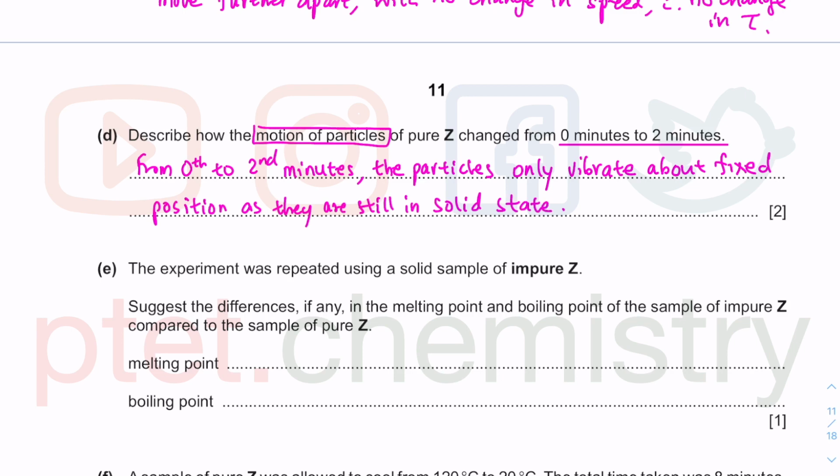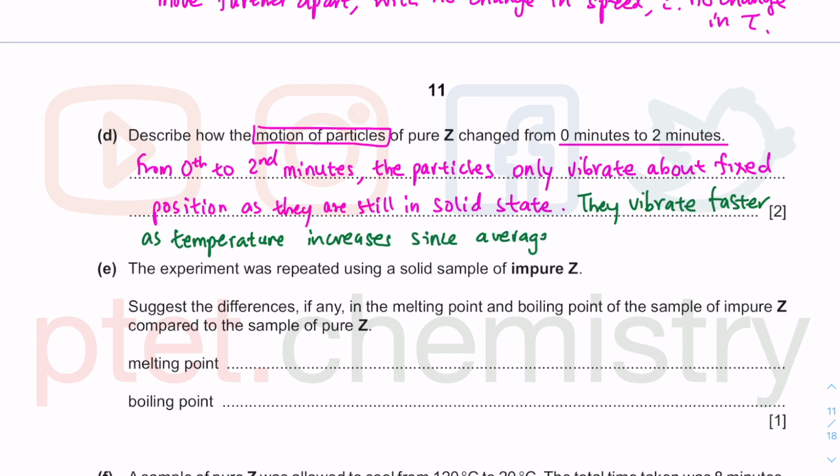However, what we can comment is they will move faster, or they vibrate faster. That's probably a better word. They vibrate faster as temperature increases, since the average kinetic energy also increases. That is all based on kinetic particle theory, which basically says that temperature is a measure of average kinetic energy.